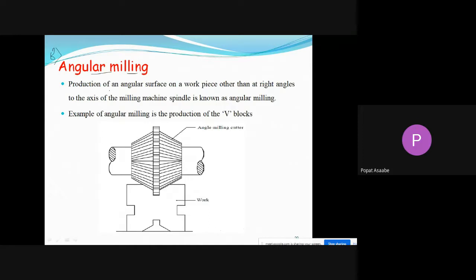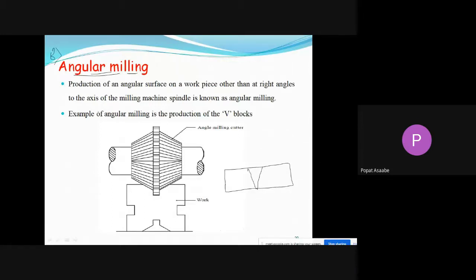Whenever we want to create an angular surface on your workpiece, at that time we can use angular milling. See here, suppose this is the workpiece, and on that workpiece we want to cut a V-block. It is angular. To perform such an operation, we can use angular milling. You have to remember this operation is used to produce an angular surface on your workpiece. An example of angular milling is the V-block.